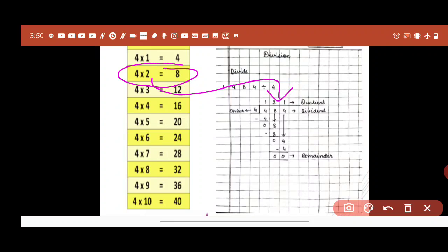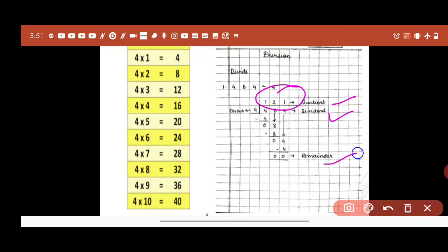Subtract 8 minus 8, and 0. After this, bringing down the third number. Again, 4 also comes in the table of 4 by how much? 4 ones are 4. Write down 1 at 1's place in the quotient and subtract 4 minus 4, 0. What is the answer? 121. After this, name all the parts of the division: dividend, quotient, divisor and remainder.